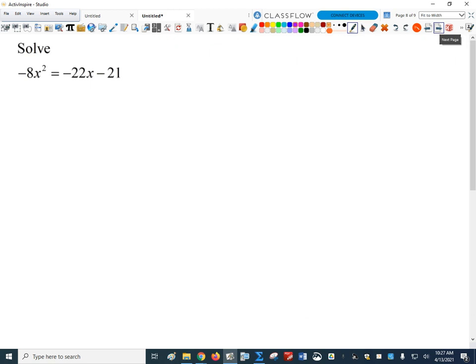Okay, what about this guy? What should I do here? Okay, good. Let's push the negative 8x squared over to the right so we have a positive number of x squared. Good idea. So we'll do this. And that's going to give us a positive 8x squared minus 22x minus 21. And then I'd have the 0 over on the left, but let's just put it on the right. Doesn't matter. Put it there.